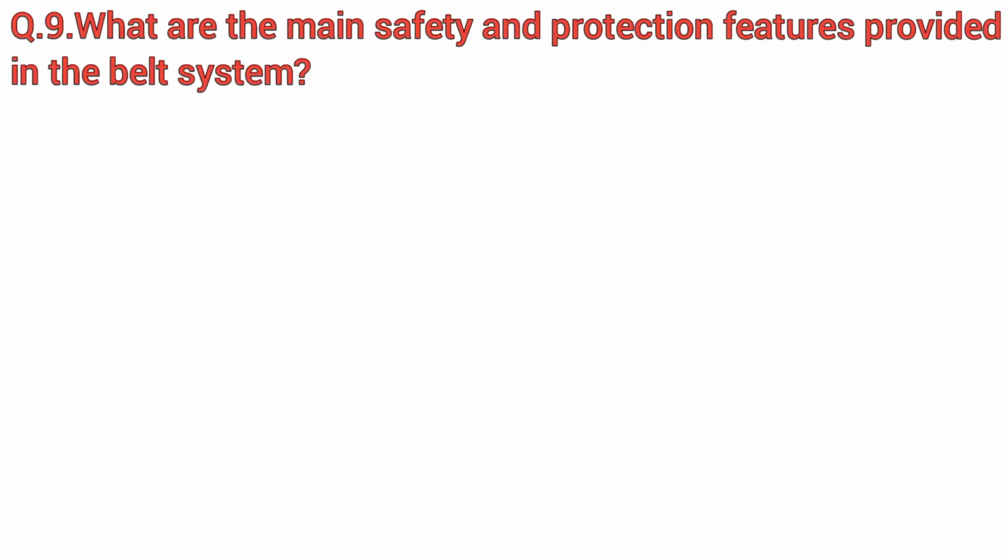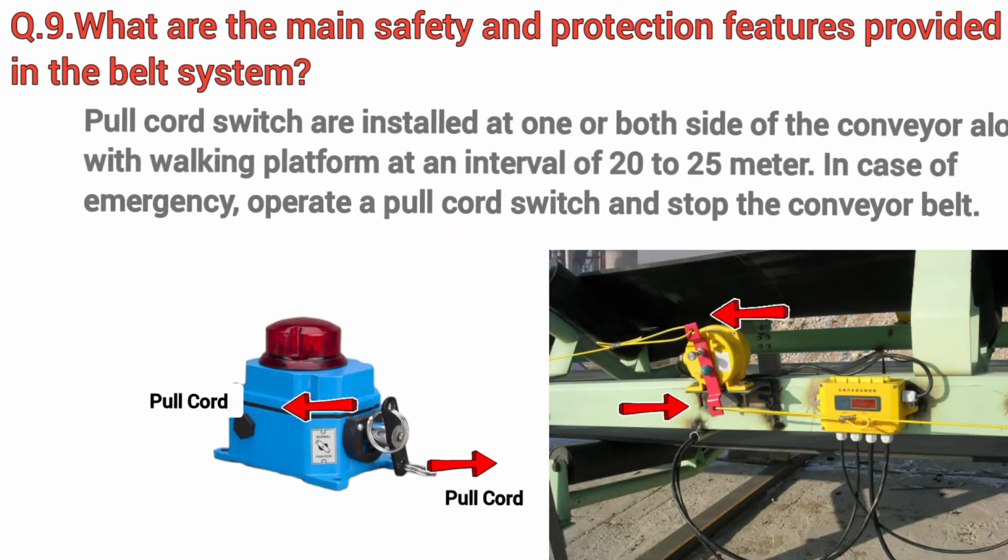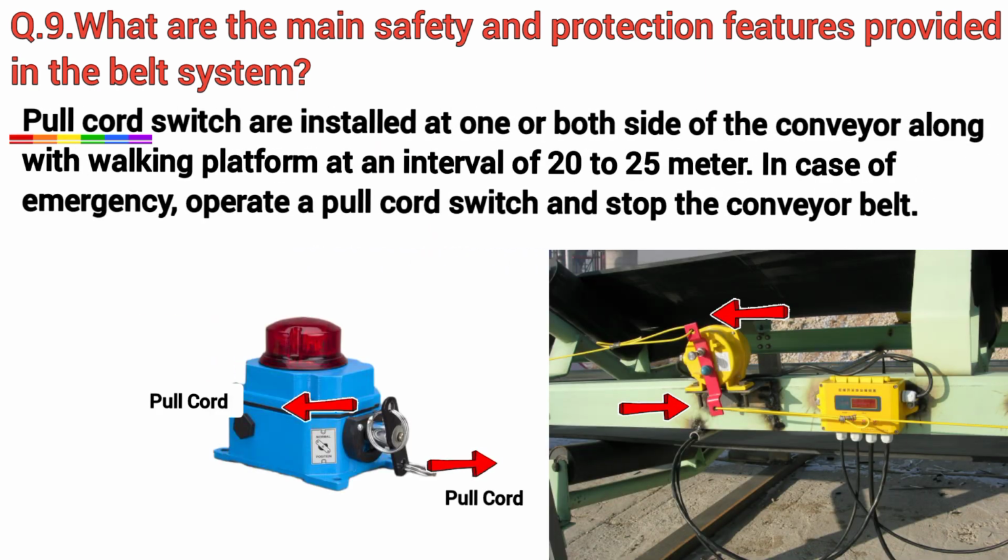What are the main safety and protection features provided in the belt system? Pull cord switches are installed at one or both sides of the conveyor along with walking platform at an interval of 20 to 25 meter. In case of emergency, operate a pull cord switch and stop the conveyor belt.